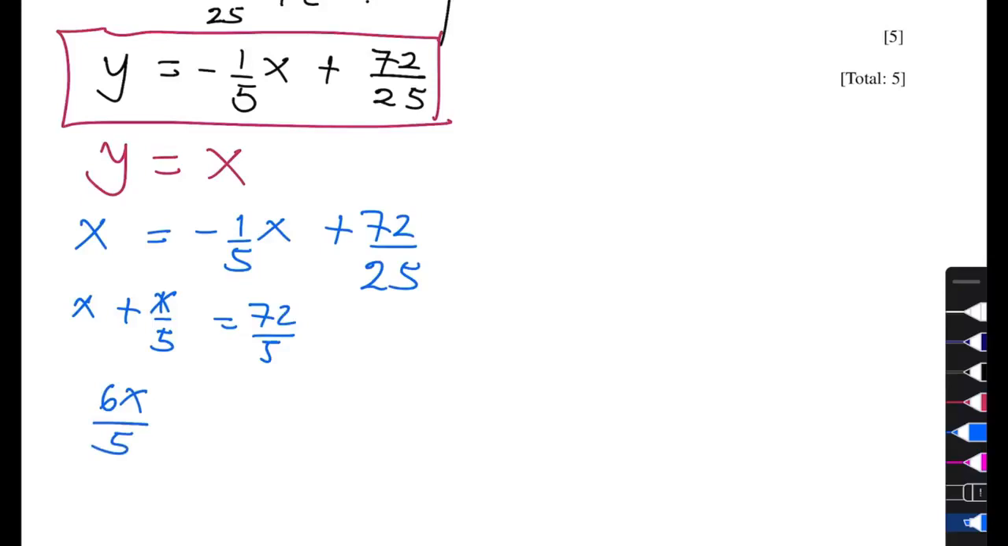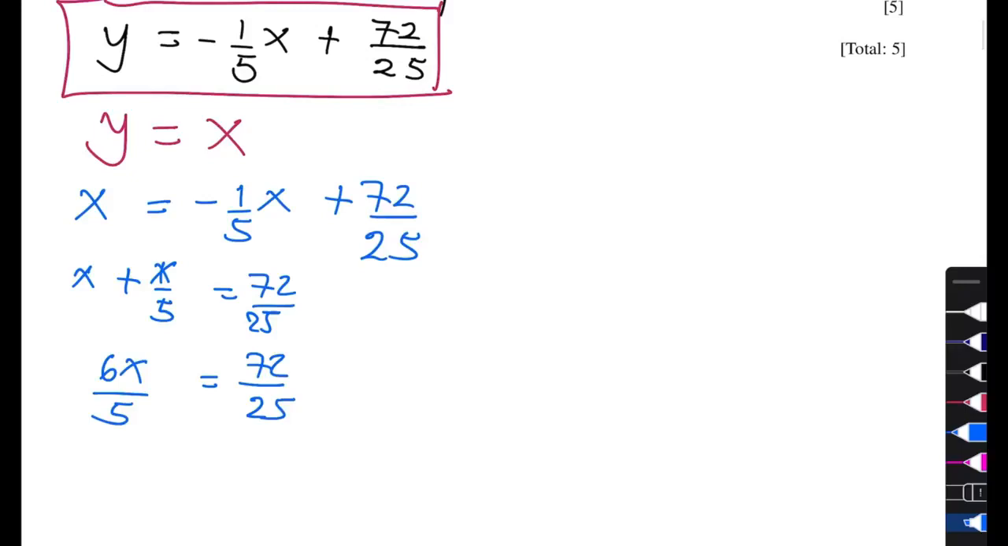X over 5 is equal to 72 over 25. I can cross multiply if I want, or I can just multiply both sides by 5. So 72 over 25 times 5 should give us 72 over 5. And now I'm going to divide both sides by 6.